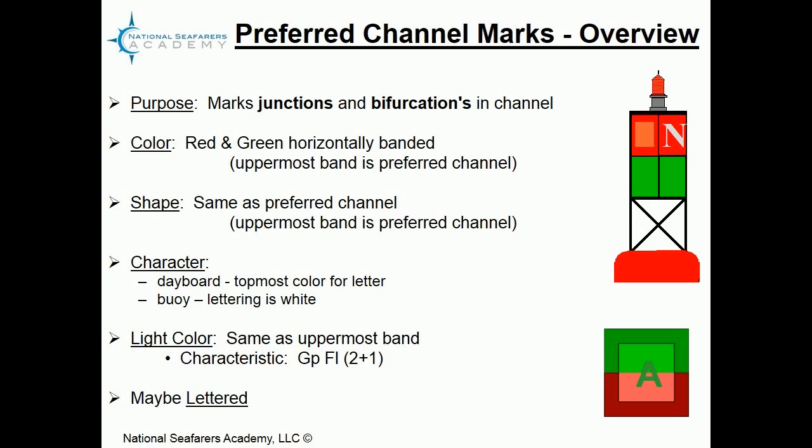The letter character colors are as follows. On dayboards the topmost color designates the color of the letter. On buoys the lettering is always white. If lighted, the color is always the same as the uppermost band. Light characteristics are always composite group flashing 2+1. Preferred channel marks may be lettered.